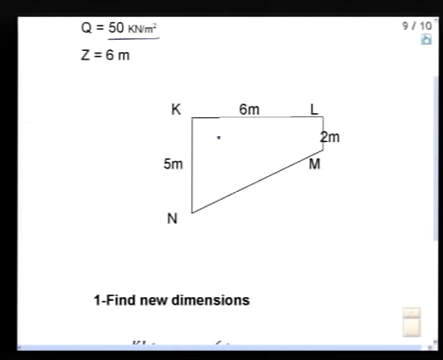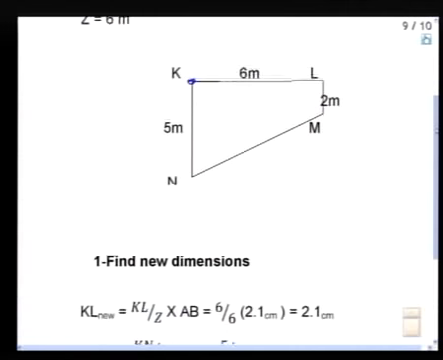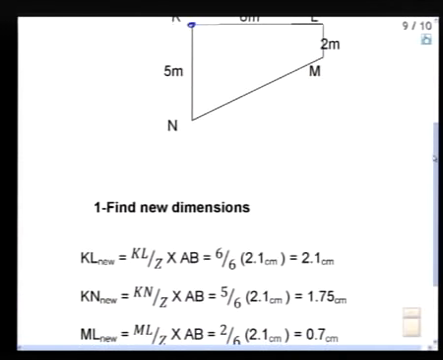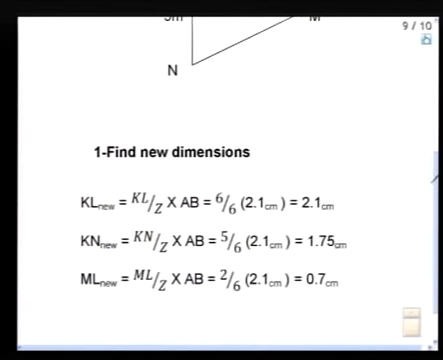For example, let us first make it easy. Okay? Find the load at point K, at depth Z equals 6 meters. Okay? So, the first step is to find new dimensions. What do I mean by that? Find new dimensions. Okay? Remember, we have it like this. This is K, L, M, N, right?